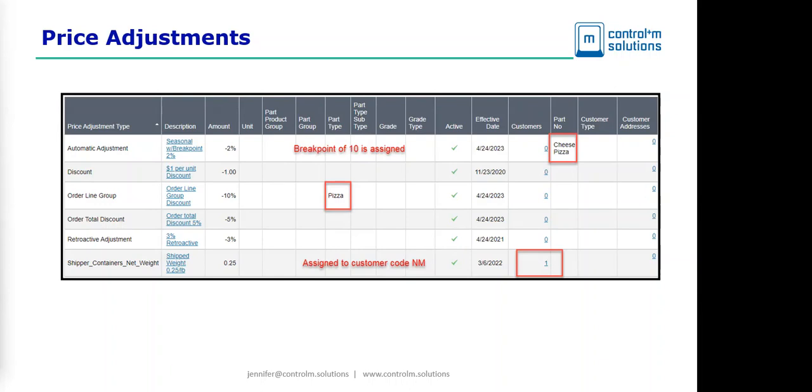And I have a formula-based adjustment automatically assigned to one customer, which is my customer code NM, and is based on the shipped net container weight of each line item at 25 cents per pound. So this adjustment will only be automatically applied for orders for my customer NM.